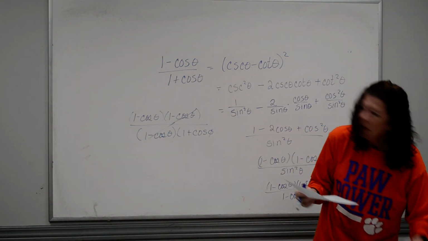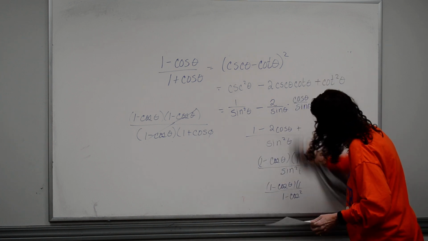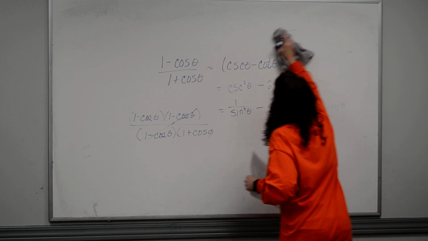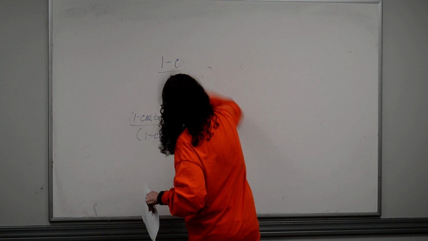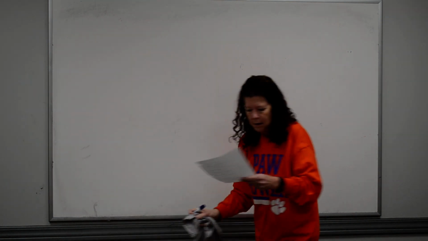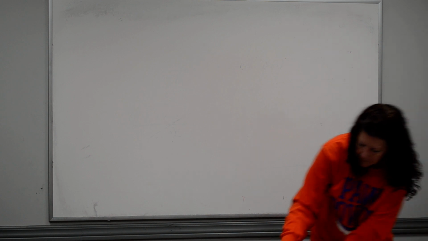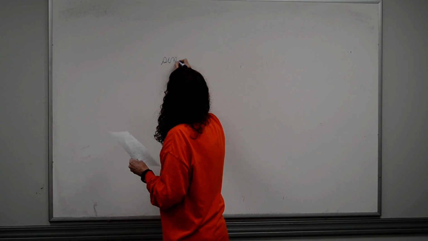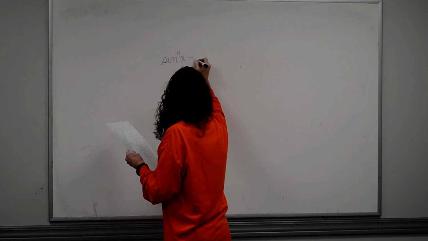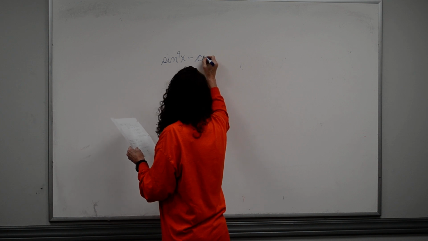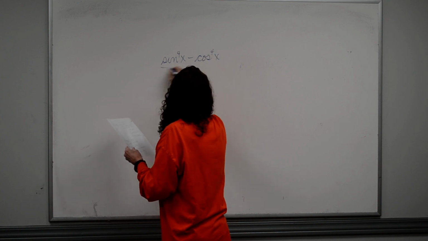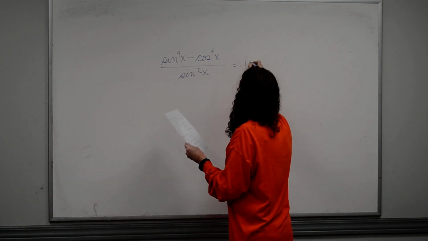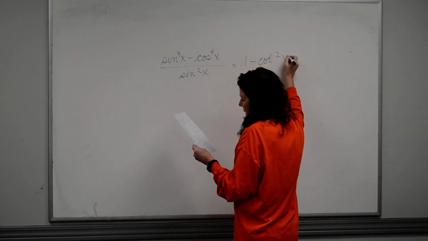In this same section, let's do number 19. Number 19 is the same. You're making one side match the other side. So I have the sine of 4x and the cosine of 4x over the sine squared of x. And this is equal to 1 minus the cotangent squared x.